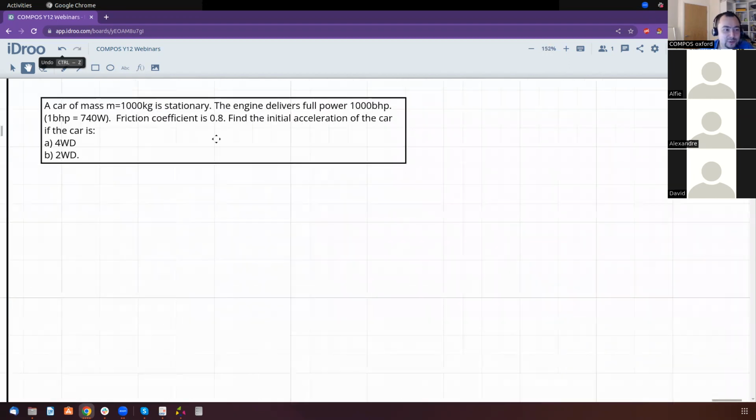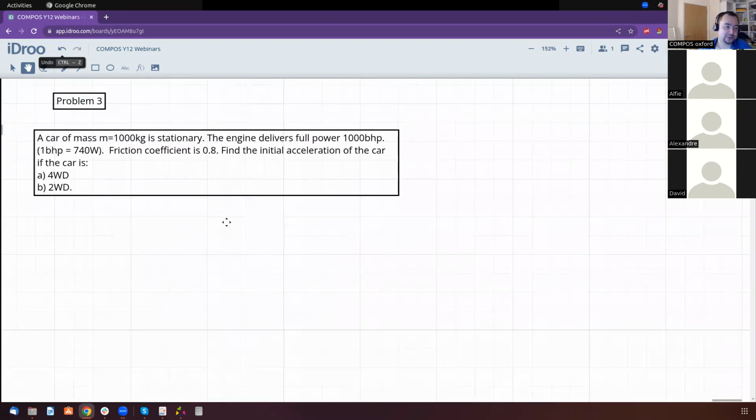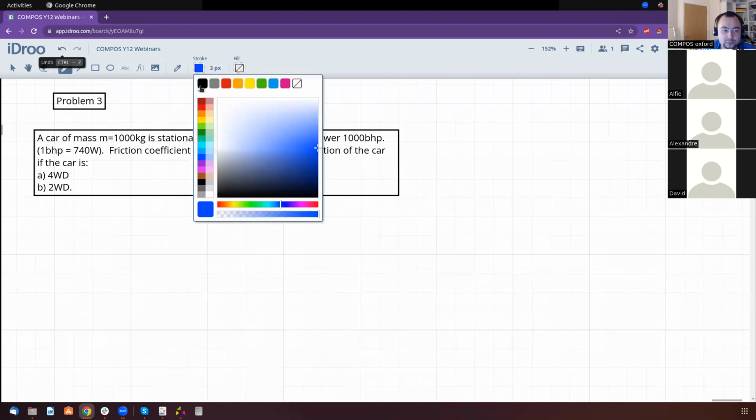All right, so problem 3. Oh, I love this one. A car of mass 1,000 kilograms is stationary. The engine delivers full power of 1,000 brake horsepower. 1 brake horsepower is 740 watts. Friction coefficient is 0.8. Find the initial acceleration of the car. So let's do it.